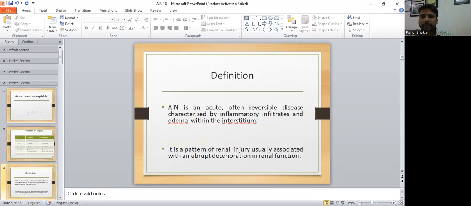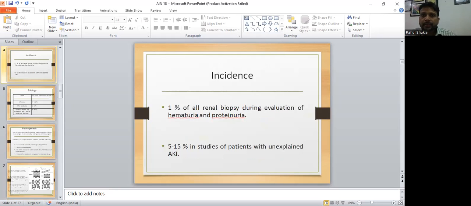Coming to the definition of AIN, AIN is an acute, often reversible disease characterized by inflammatory infiltrate with edema of the interstitium. It is a pattern of injury that is usually associated with abrupt deterioration in renal function, characterized by an increase in serum creatinine. Now coming to the incidence, around 1% of all kidney biopsies during evaluation of hematuria and proteinuria are because of interstitial nephritis. Around 5 to 15% of patients with unexplained AKI may have interstitial nephritis.